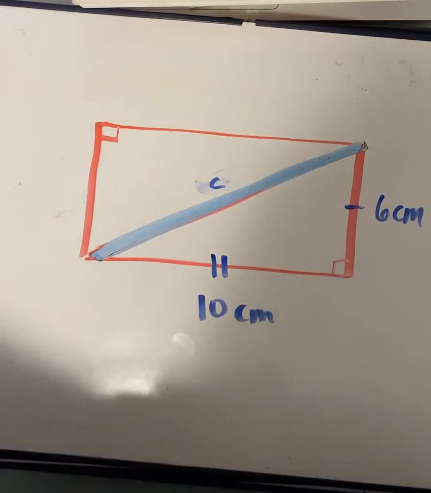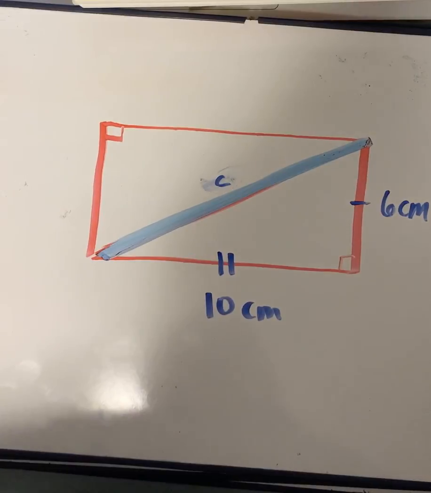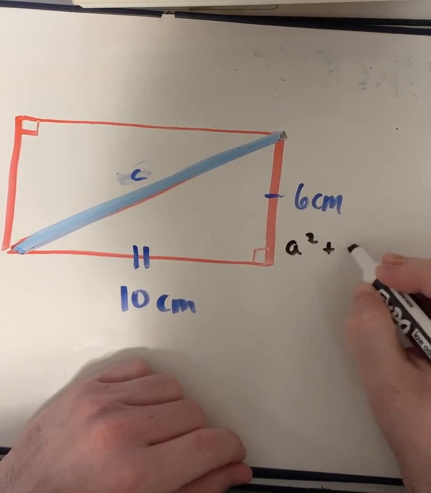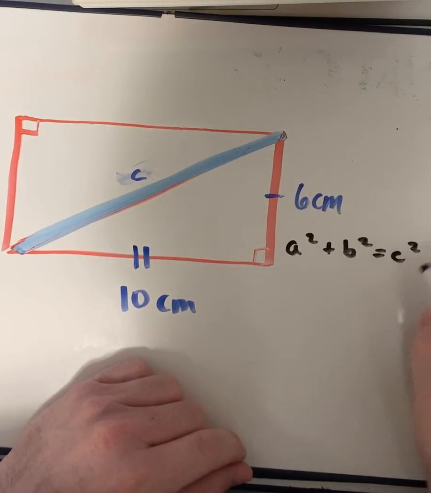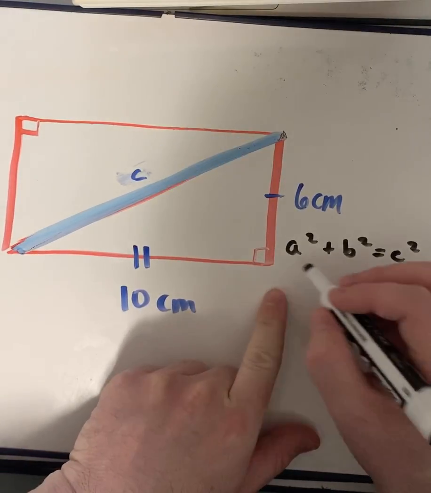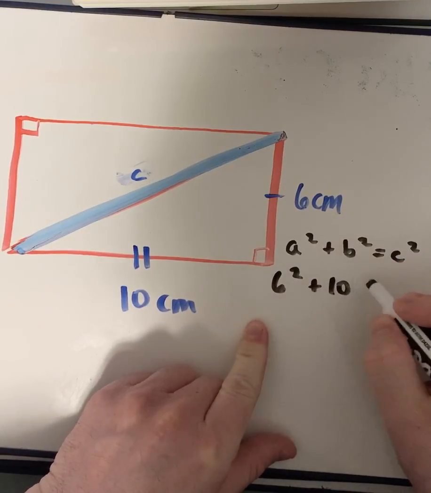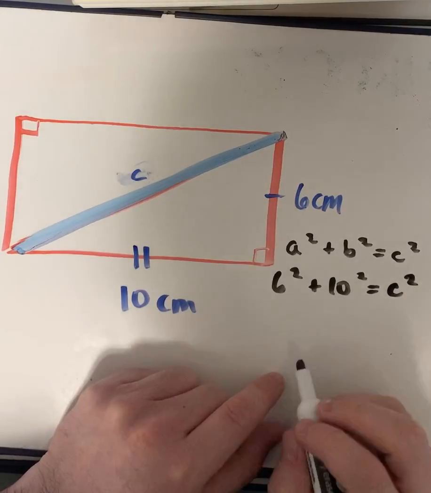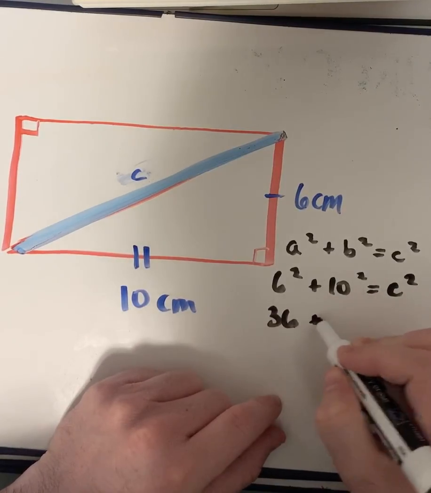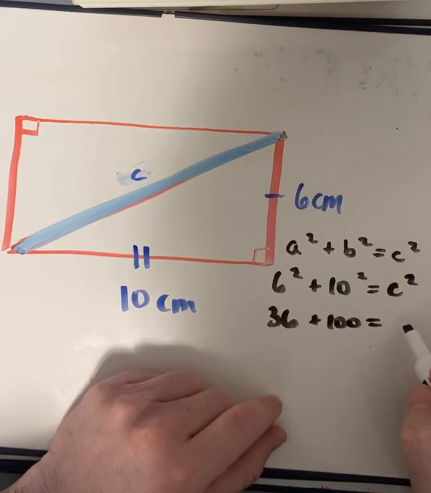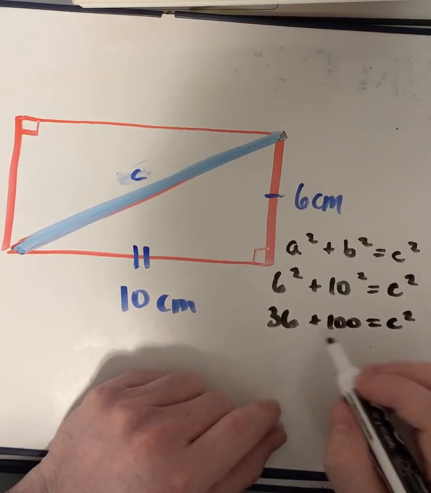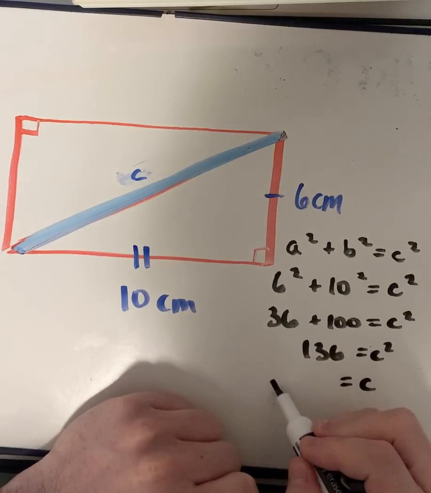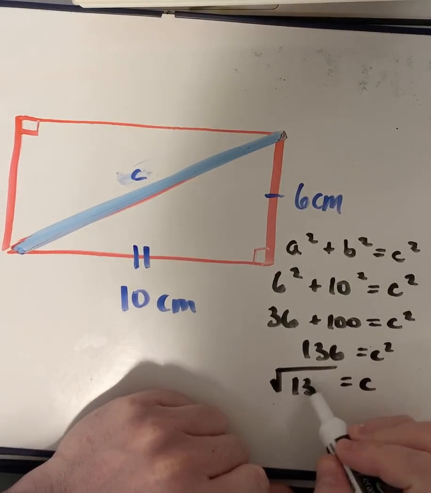Okay, so you're back. We are going to solve this together to see how you guys did. So again, we always start with a squared plus b squared equals c squared. So let's insert some numbers. 6 squared plus 10 squared equals c squared. 36 plus 100 equals c squared. 136 equals c squared. C equals the square root of 136.